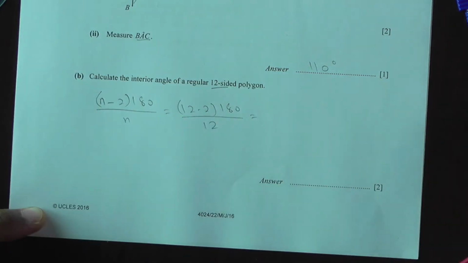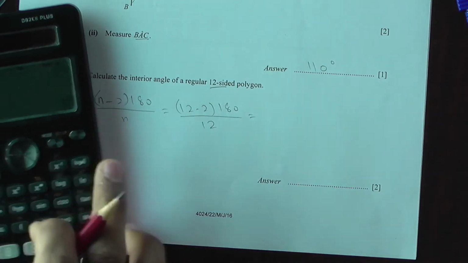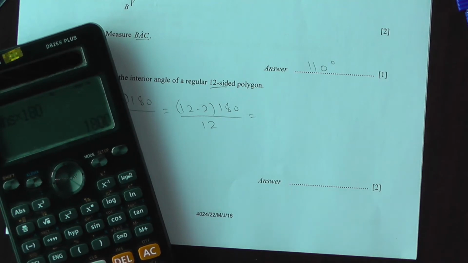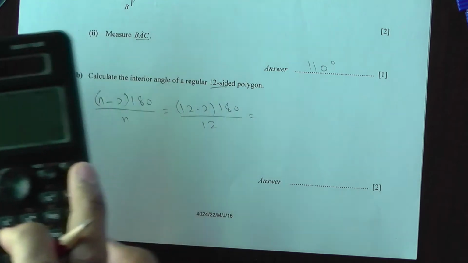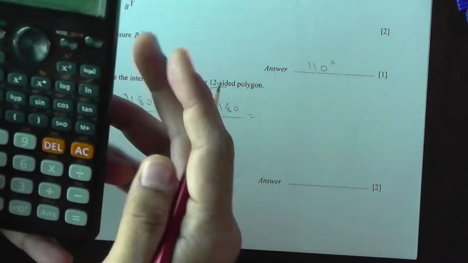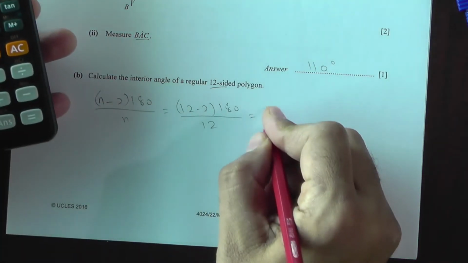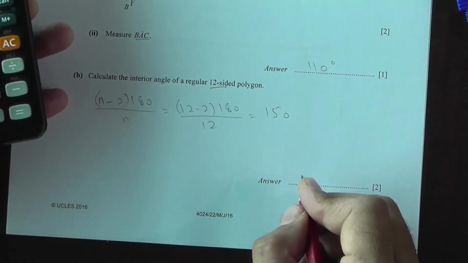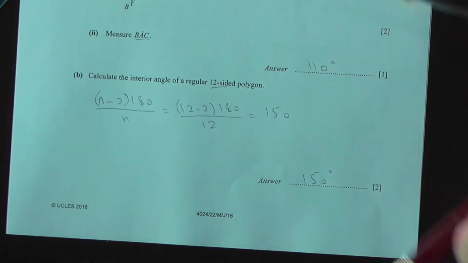Let's plug this into the calculator. 12 minus 2 times 180 divided by 12. This should give us 10 times 180, and then divide this by 12, this gives us 150. The interior angle is going to be 150 degrees. Okay, let's move on.